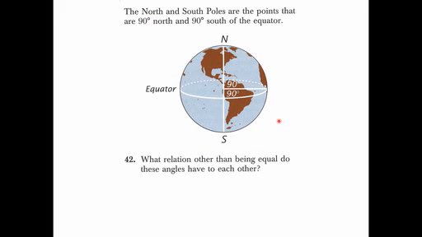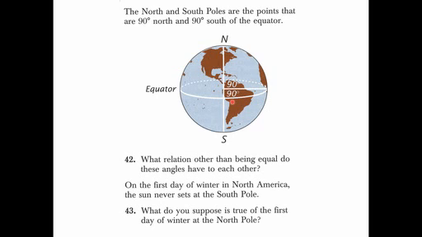North and South poles are the points that are 90 north and 90 south. What relation other than being equal do these angles have to each other? So here's the equator. There are the two angles. What relation do they have to each other other than being equal, which we were already told? On the first day of winter in North America, the sun never sets at the South Pole. What do you suppose is true of the first day of winter at the North Pole? Okay, thinking that through along with maybe some of your geography.